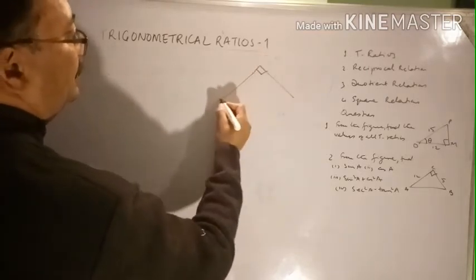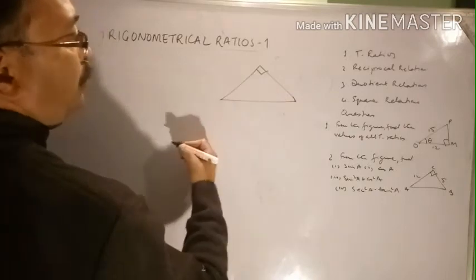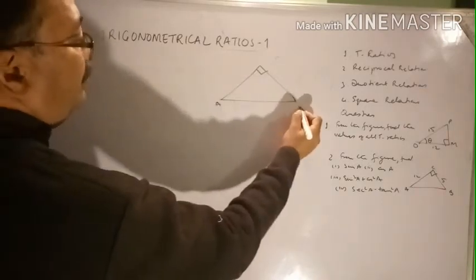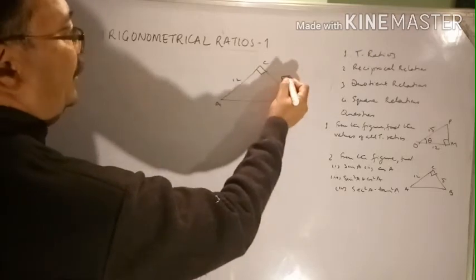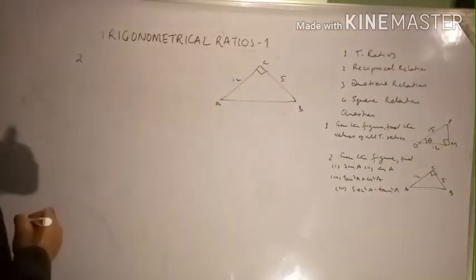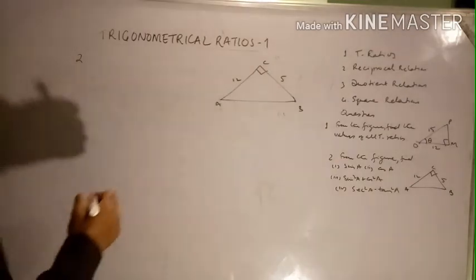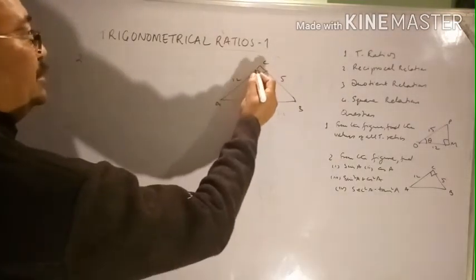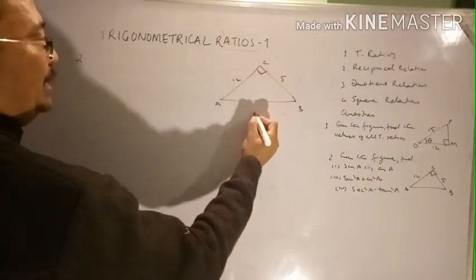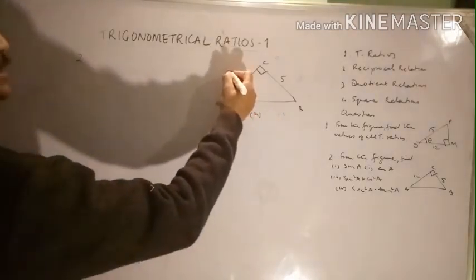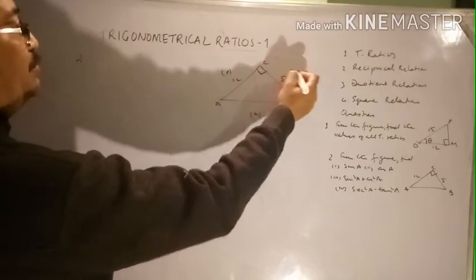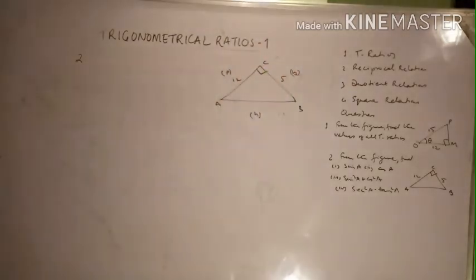This is 90 degrees here. Okay, this is A, B and C. This is 12, this is 5. Now remember, the side opposite to this right angle is the hypotenuse, so H we have to find out. We can take this as P and this as B. P and B, it doesn't matter which one you take.